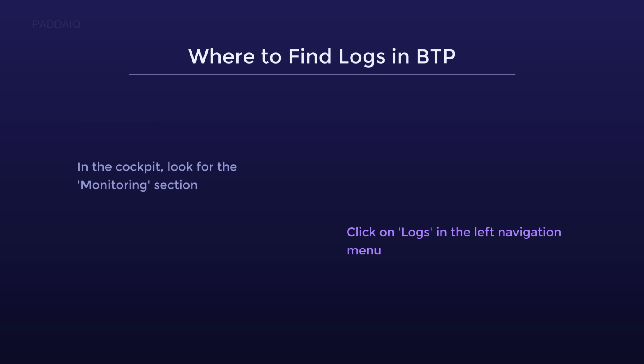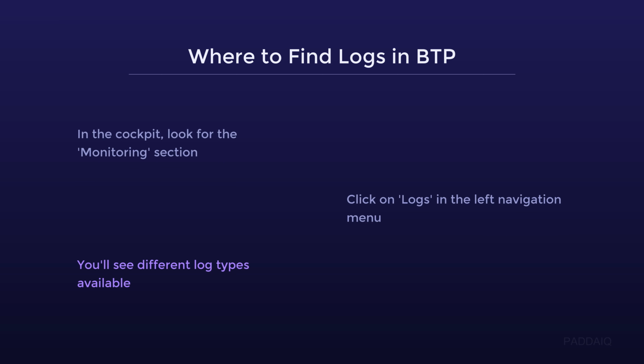Click on Logs in the left navigation menu. This means selecting the Logs option from the menu on the left side of your BTP cockpit screen to access log files. For instance, if your app has an error, you navigate here to review the logs. This direct access helps you quickly troubleshoot and resolve issues in your applications.